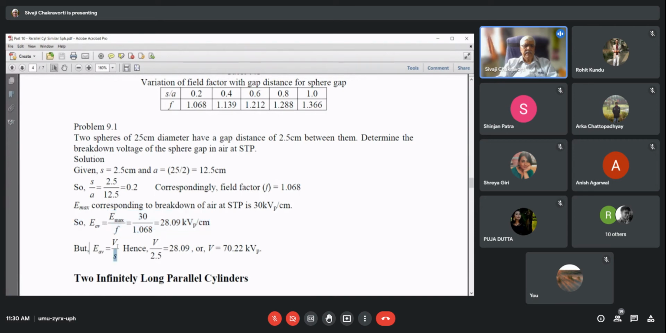And E average is V by S. S is 2.5. So the breakdown voltage comes out to be 70.22 kV peak. So we can clearly see how we can get the breakdown voltage from our theoretical analysis.